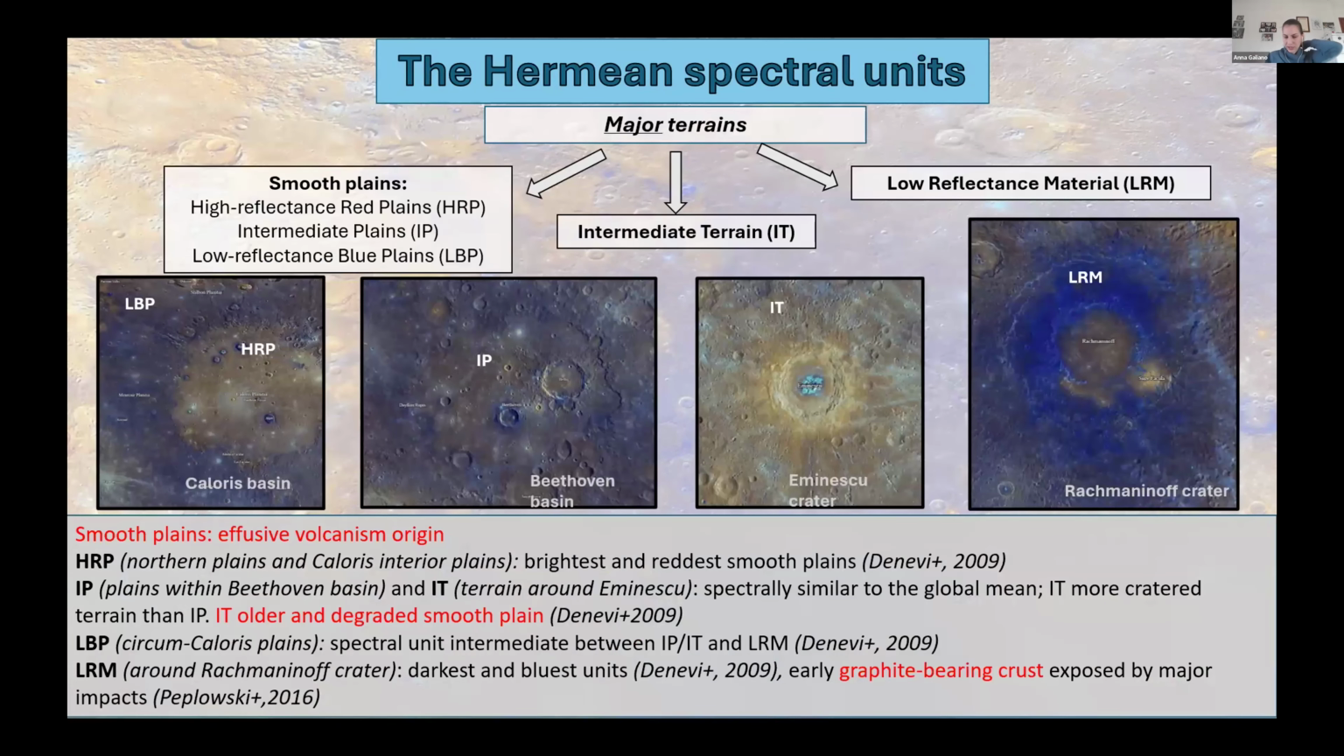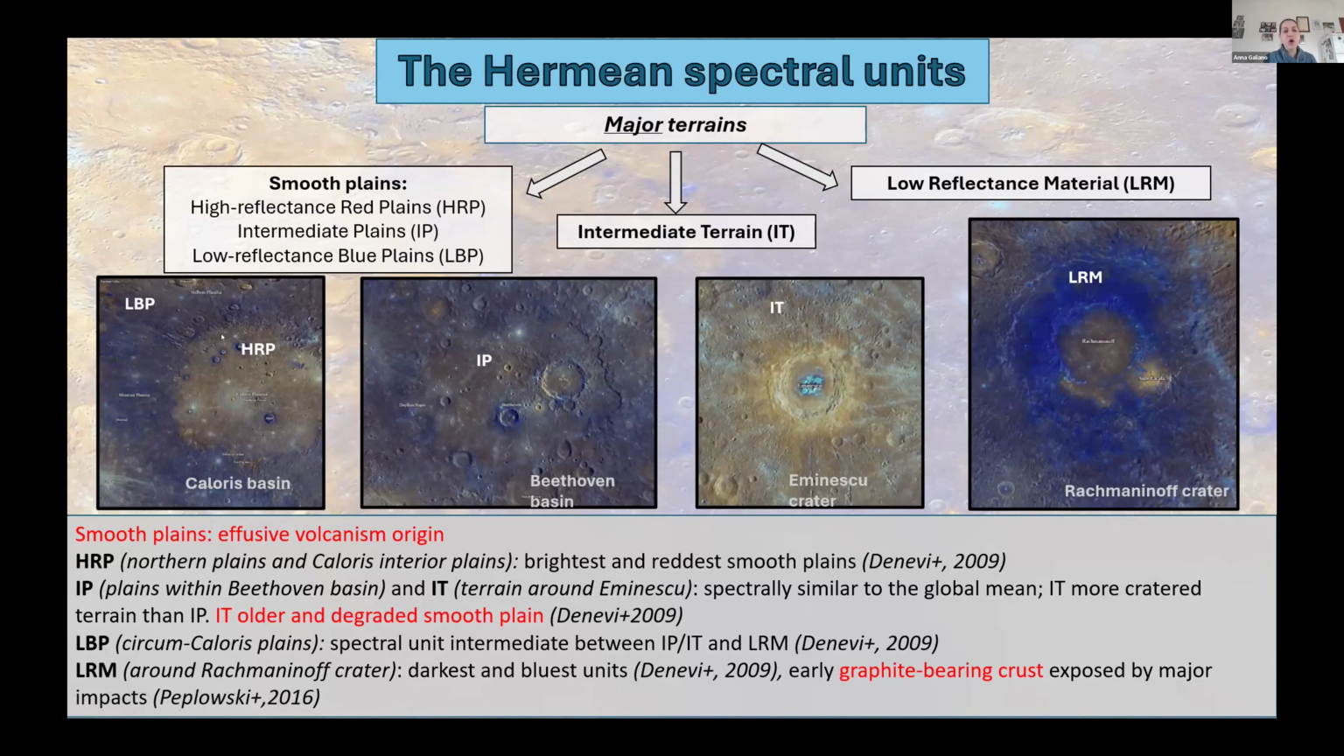I will briefly describe the several terrains detected on Mercury. They are divided into major terrains, which are more extended areas, and minor terrains, more localized areas. The major terrains are the smooth plains produced by effusive volcanism. These are divided into high reflectance red plains, such as the regions inside Caloris Basin, which are the brightest and reddest smooth plains on Mercury. Then we have the intermediate plains, which are spectrally similar to the global mean.